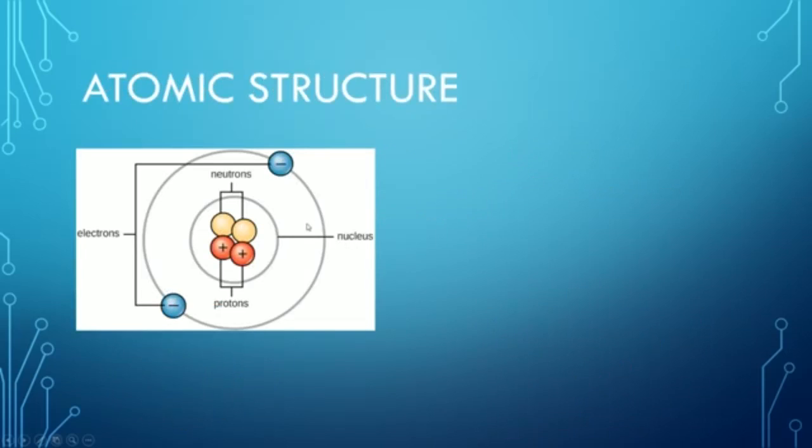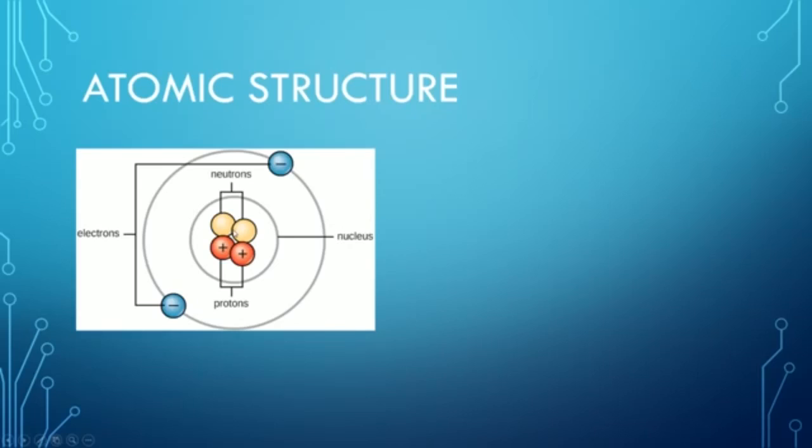So the structure of an atom is actually made of three subatomic particles. You've got the neutrons, the protons, and the electrons. Really important distinctions between these is, first of all, the charge. The charge of a proton is positive one. The charge of an electron is negative one. Neutrons do not have any charge at all.